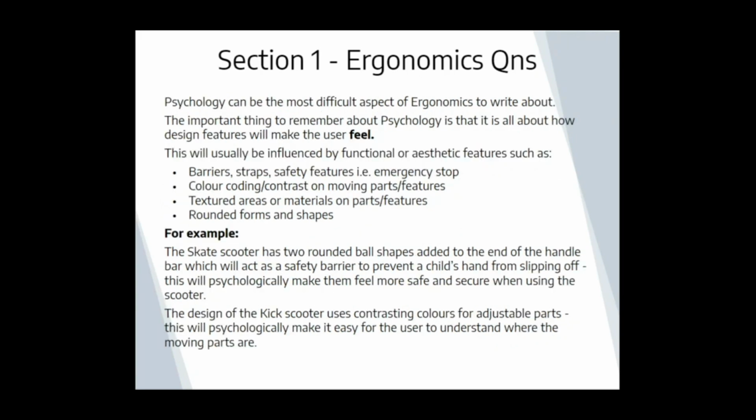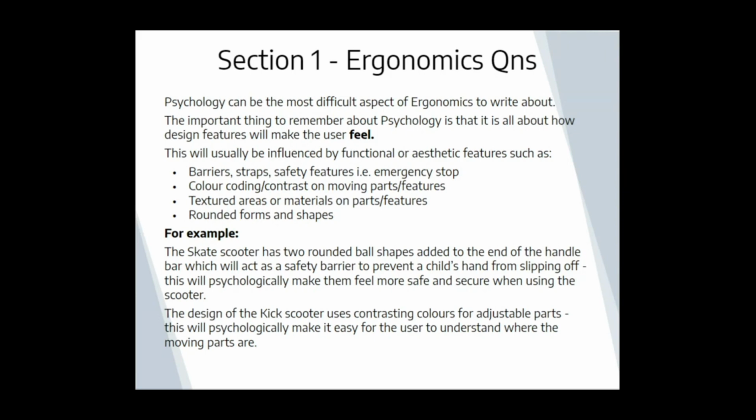Psychology can be probably the most difficult part of ergonomics to write about, so I've done an additional slide on this to help you with answering these aspects in ergonomics questions. The important thing to remember about psychology is that it's all about how design features will make the user feel. And it'll usually be influenced by either functional or aesthetic features. So things like if there are barriers, straps, or safety features like emergency stops. If the designer has used colour coding or colour contrast to highlight moving parts or features.